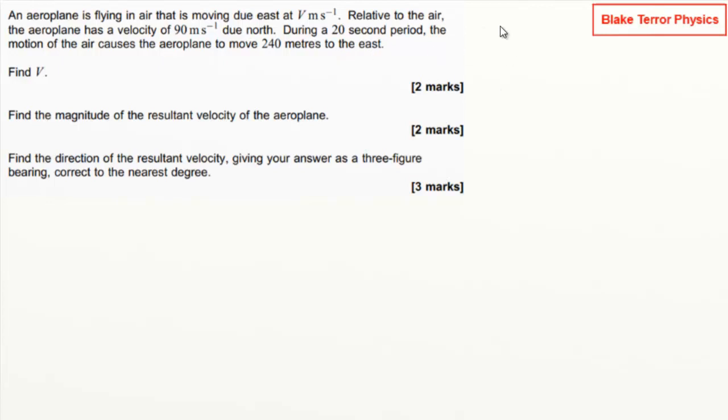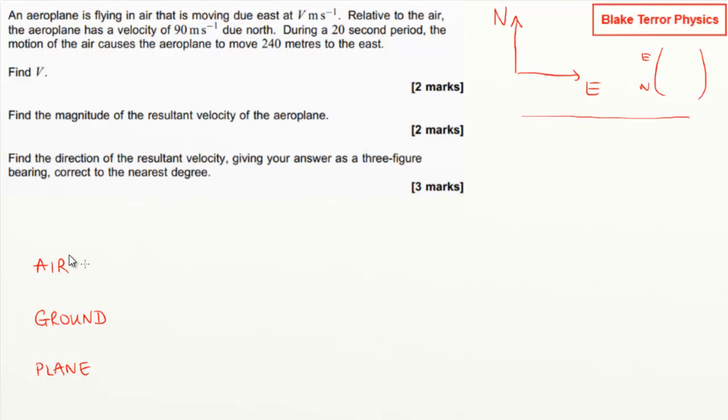Okay, so we've got two frames of reference again. I'm going to set up the orientation of the axes because they're not going to be changing. So if we've got north and we've got east, I'm going to write all of these velocities in column vectors, with east at the top and north at the bottom. So this is the notation I'm going to be using. We've got three things that we need to consider. We've got the air, we've got the ground, and we've got the aeroplane.